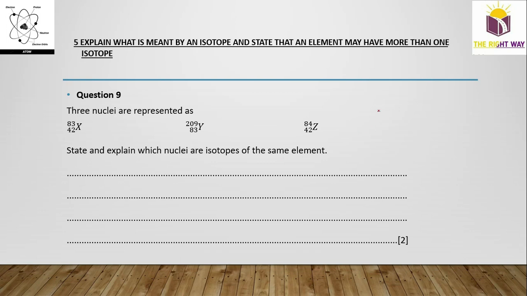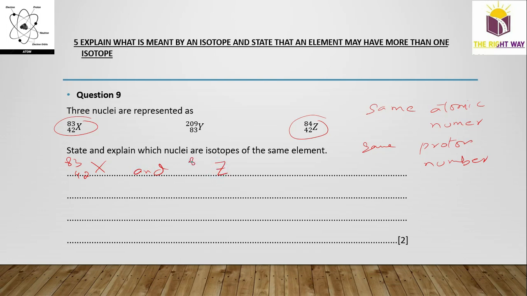So we know that isotopes have the same atomic number, the same proton number. So which ones have the same proton number? This one and this one both have proton number 42. Nucleon number is 84 and nucleon number is 83. So we can write here that X (83, 42) and Z (84, 42) are isotopes because both have the same proton number.